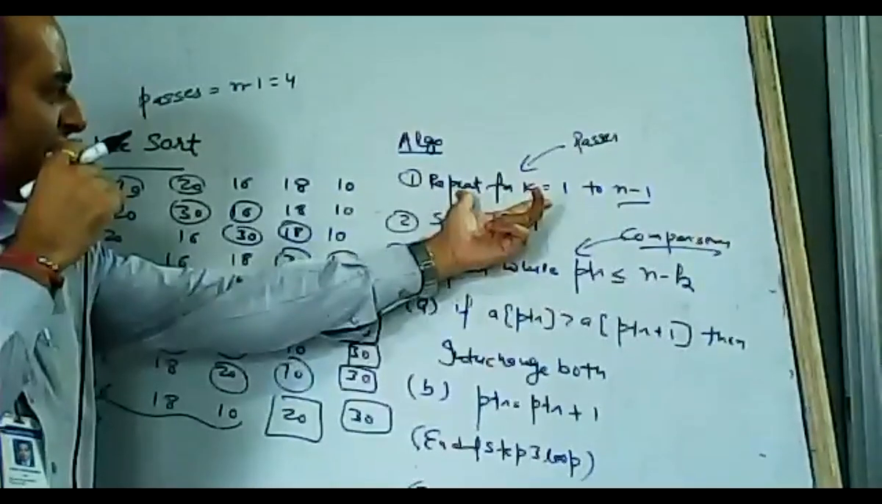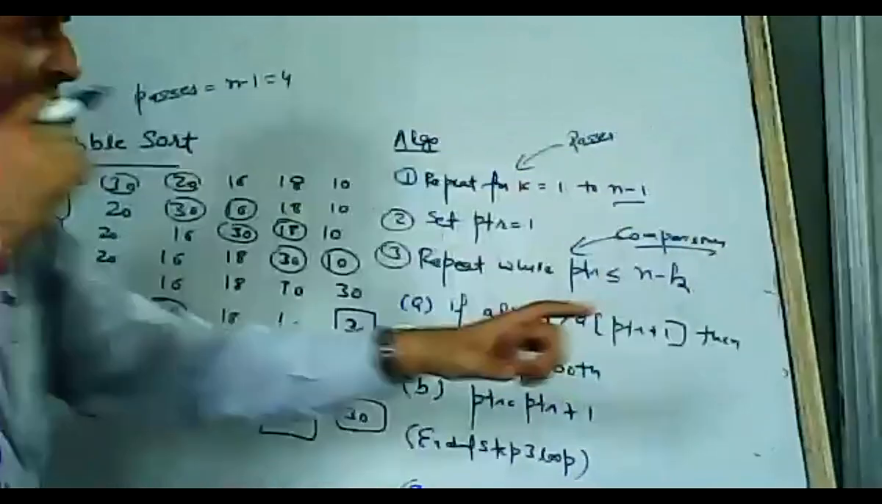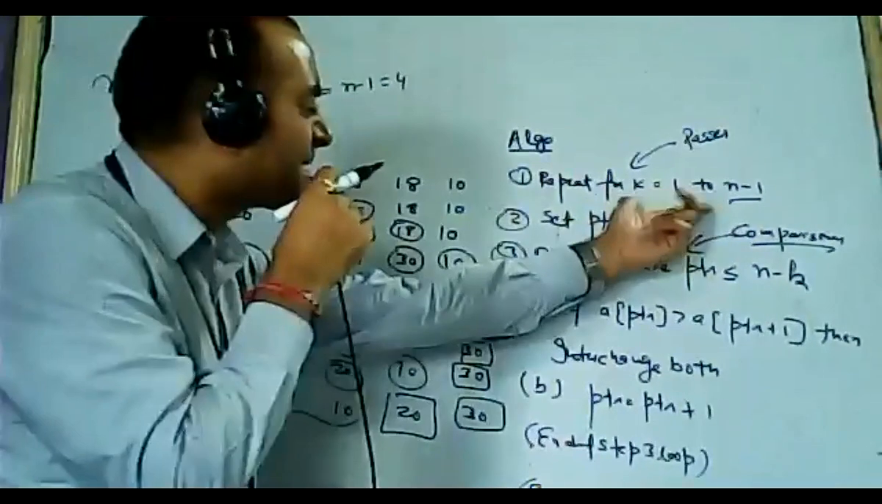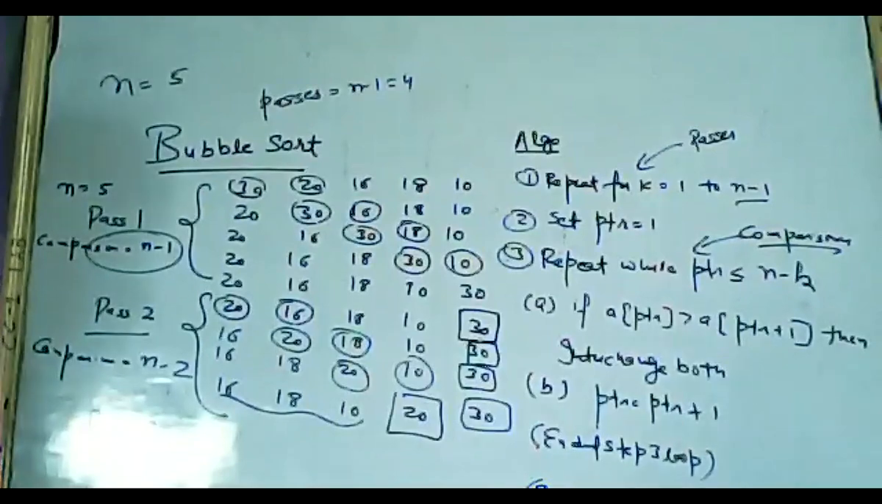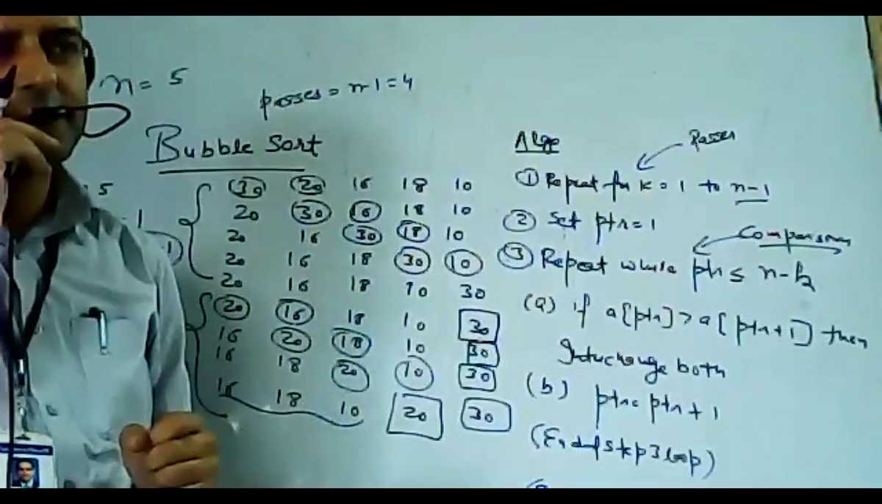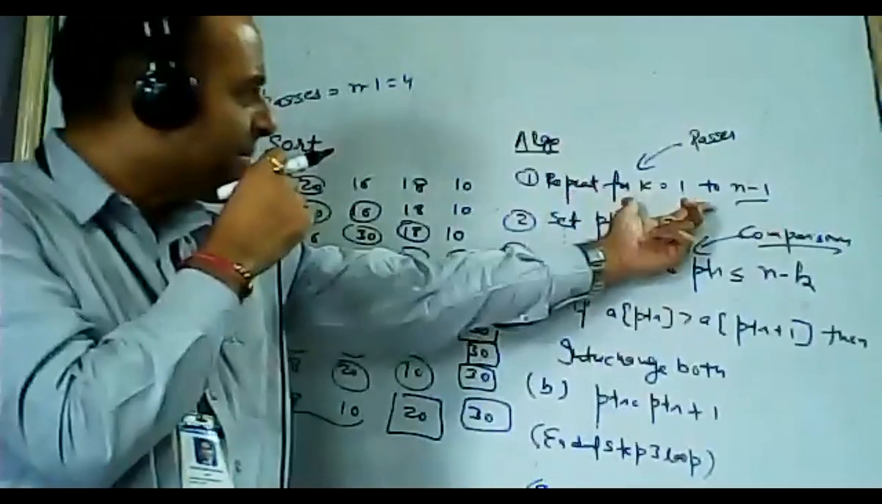Outer loop is repeat for K equal to 1 to n minus 1. We know if there are n elements, passes are n minus 1. So this loop is for passes. That there will be n minus 1 passes. Is the outer loop clear? N minus 1 times.